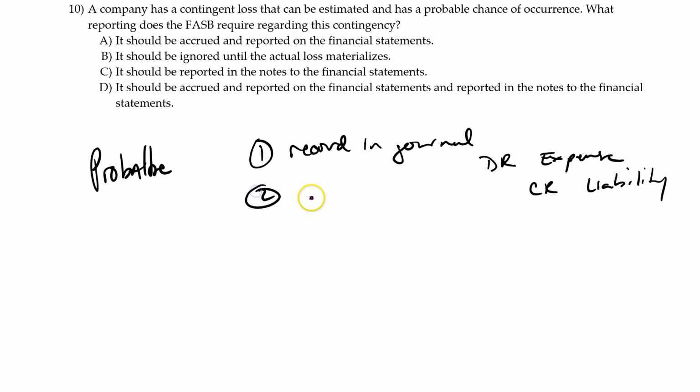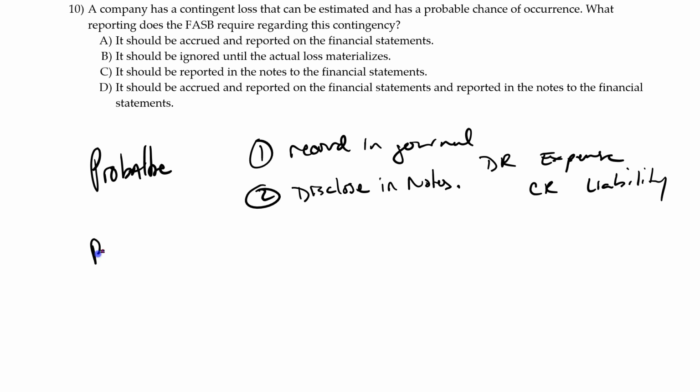And then the second thing that we do is we disclose the information in the notes. So in the notes of the financial statements, we tell our investors and creditors about this item. All right, and of course, when we record, we call that an accrual, right? We're making an adjusting entry. We are accruing the expense and liability.